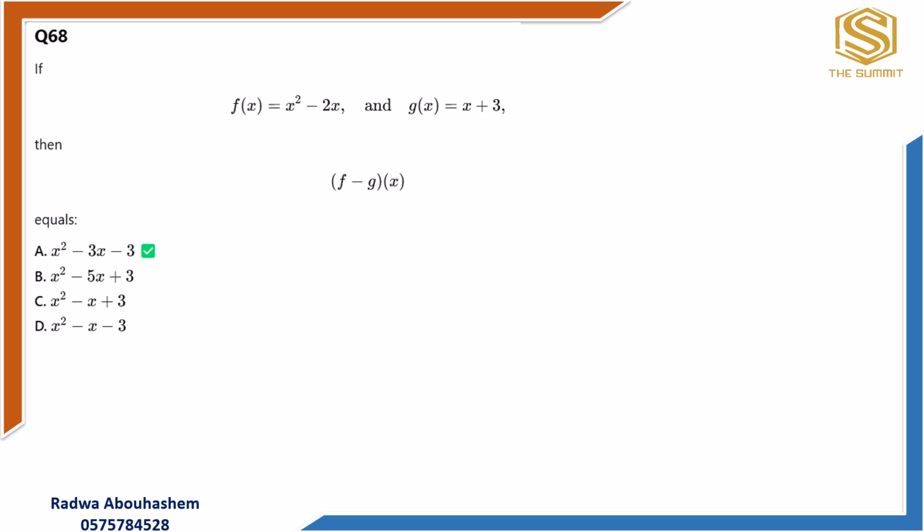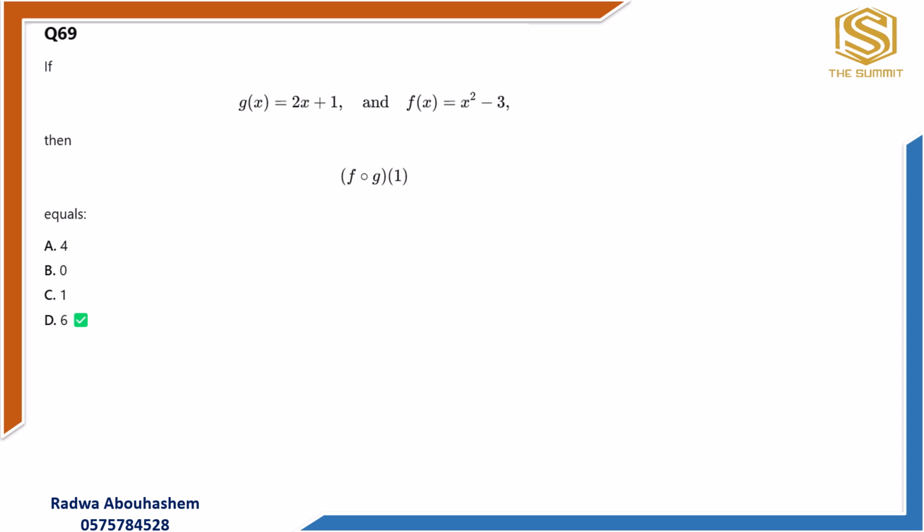Okay, f of x equals x power 2 minus 2x and g of x equals x plus 3. He's asking you to subtract these two functions. I'll just subtract: x power 2 minus 2x minus x minus 3. So it would be x power 2 minus 3x minus 3.